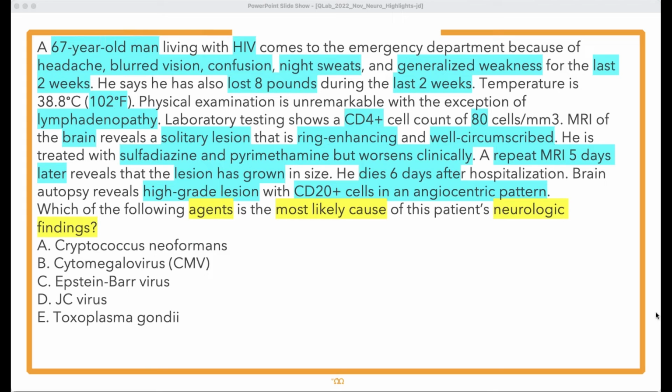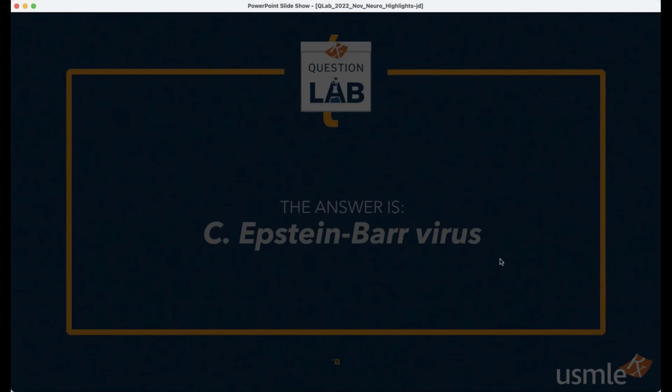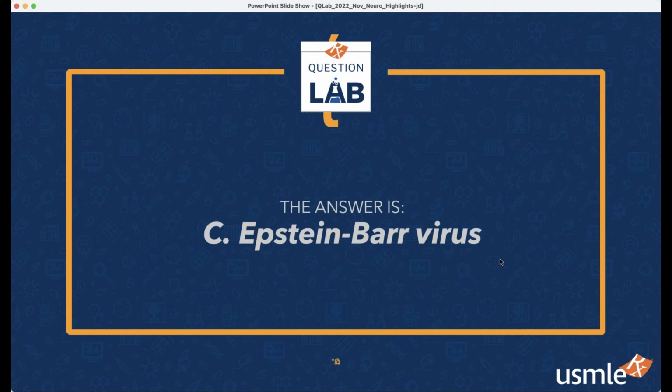So we're going to hide those results and share the answer. And the answer is answer choice C, Epstein-Barr virus. So guys, we're 3 for 3 tonight. You guys are really crushing it tonight. Now, obviously, not everyone got this one right, but good job nonetheless. If you didn't get it right, that's okay. We are going to do you the favor of breaking it down for you.